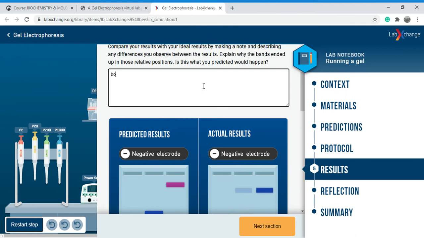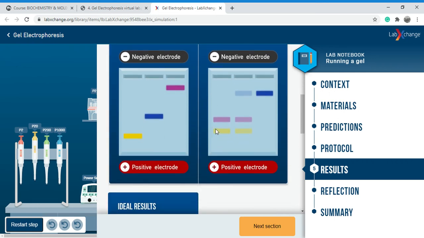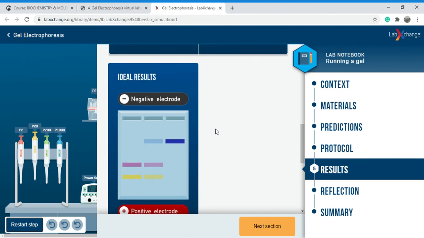So we just type it. They are the same because size does not only play a role in where they're going to move, but actually the charges play a role in which part they will move to, the negative electrode or the positive electrode. And we can see that they move more towards the positive electrode, in both my actual results and my ideal results.